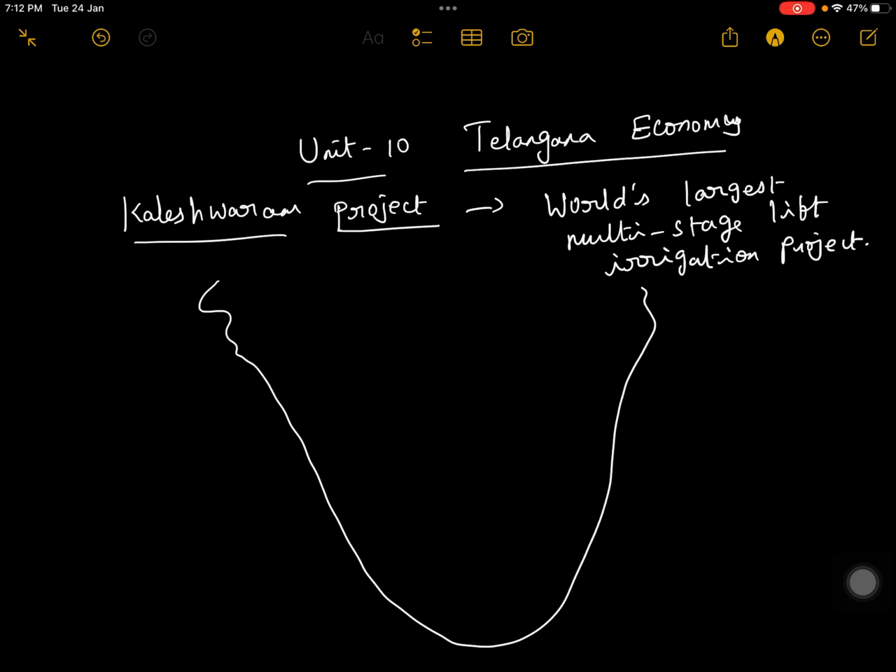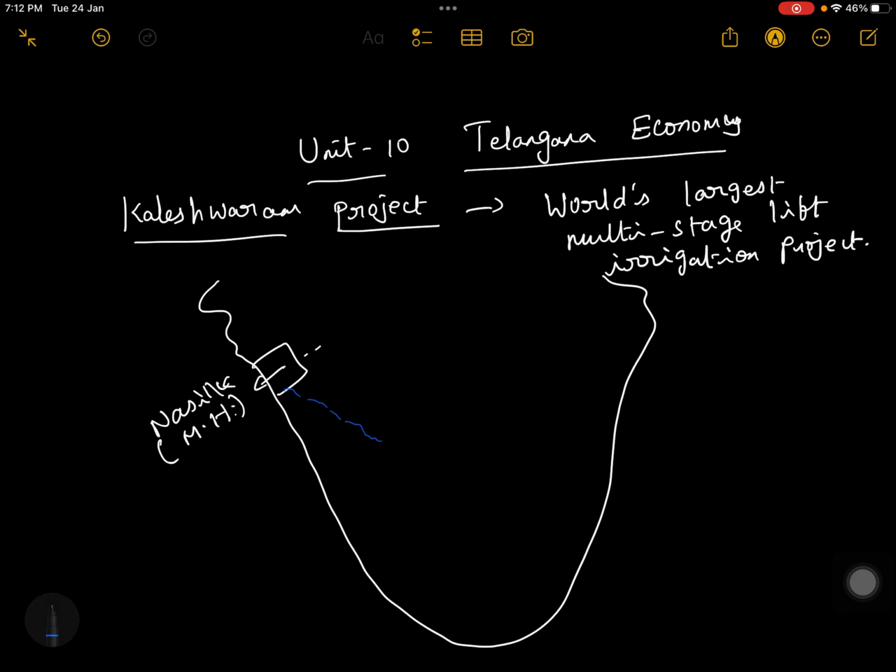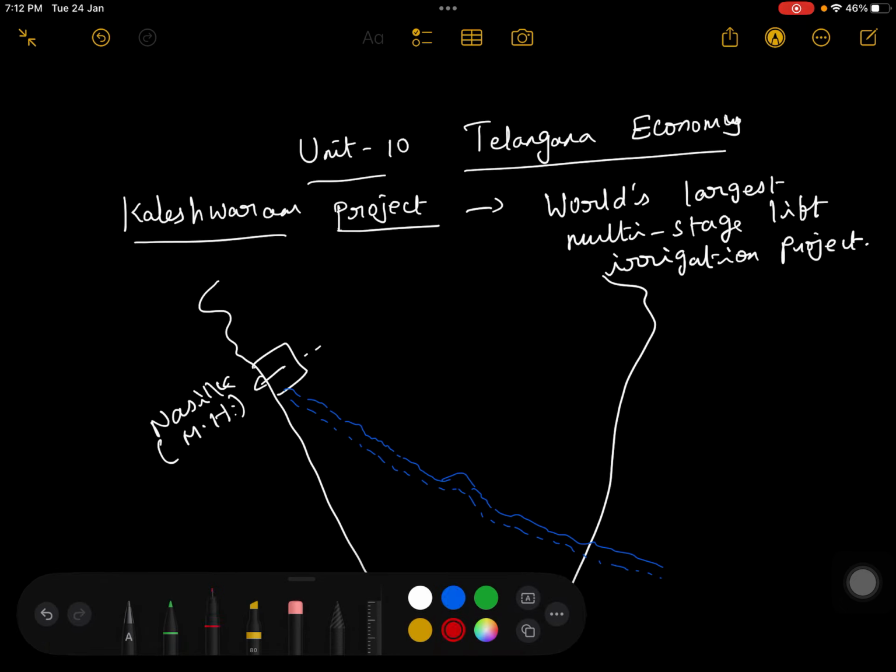So roughly, this place is Nasik, state of Maharashtra. The river Godavari originates from here, and it just comes like this. So this is river Godavari. It originates at Nasik in the state of Maharashtra.